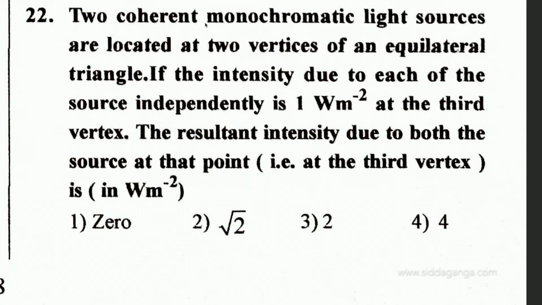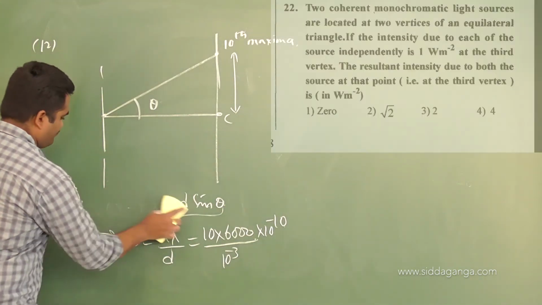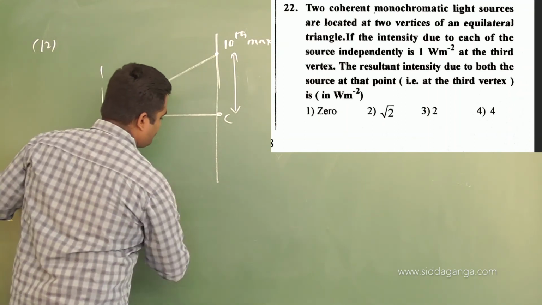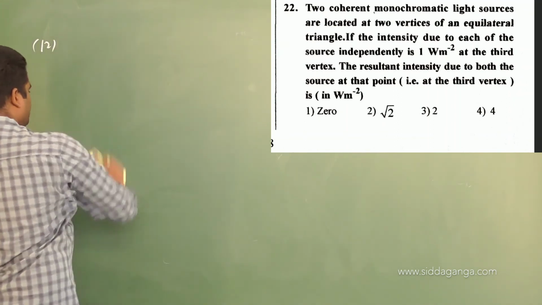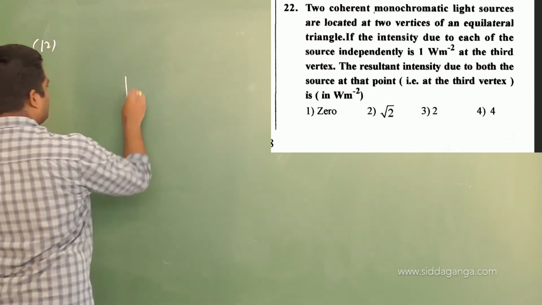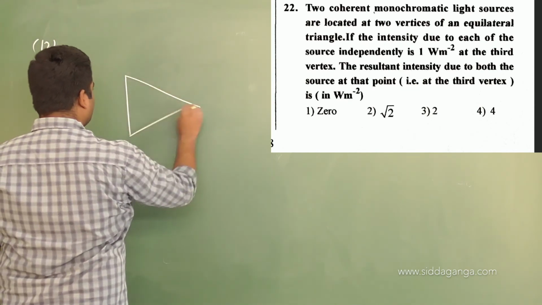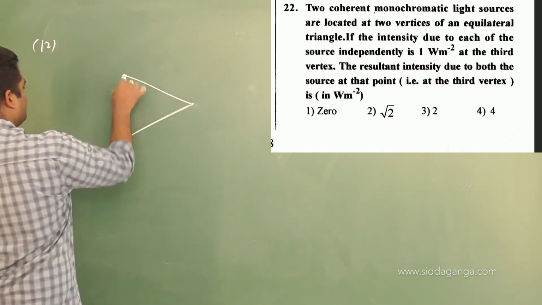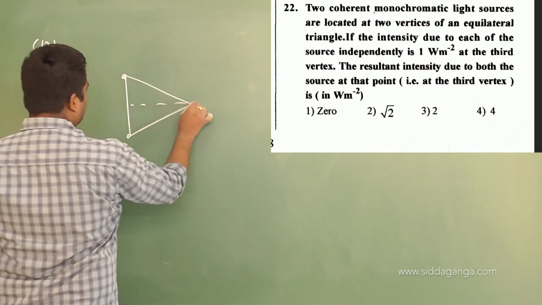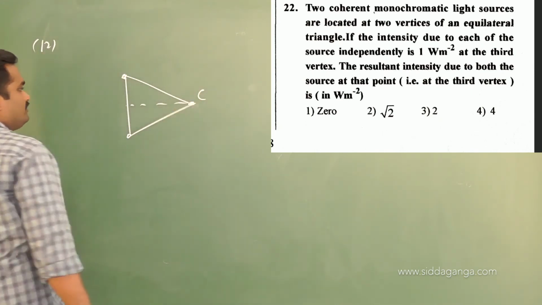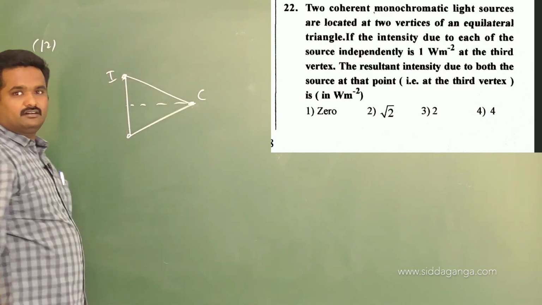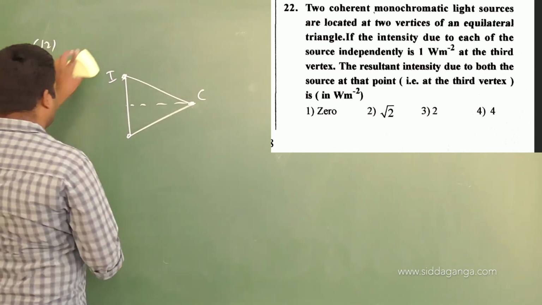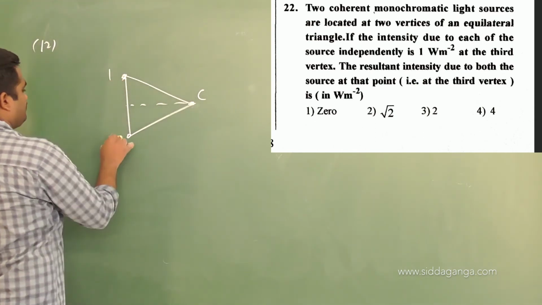See, each intensity is I naught. Equilateral triangle is given, which means what? This is an equilateral triangle in this condition, right? The third vertex is exactly the central maximum that you are going to get. This is the third vertex. Here the intensity I is given: I is 1 watt per meter square. This is 1 and this is also 1.